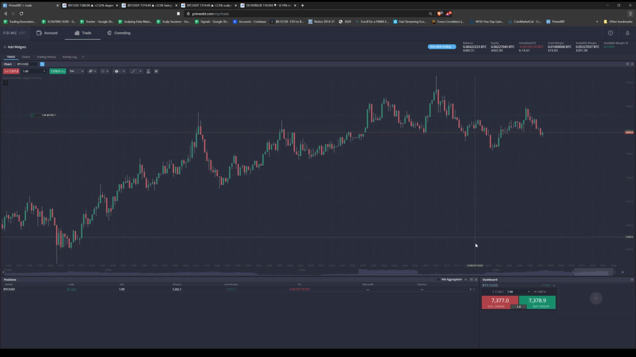Short again already, alright. Hopefully this doesn't turn into one of those super tight consolidations where it loses like 12 trades in a row, because that would hurt quite a bit.